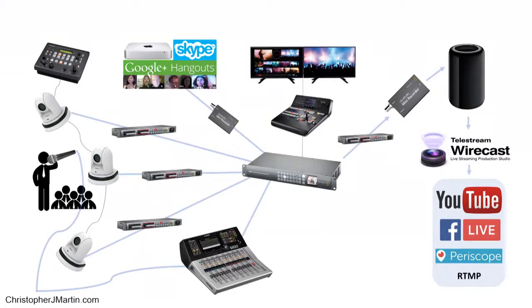The quarterback of the whole system is the Blackmagic ATEM Production Studio 4K, which allows us to switch between our camera shots, and it takes our audio from our Mackie mixing board.